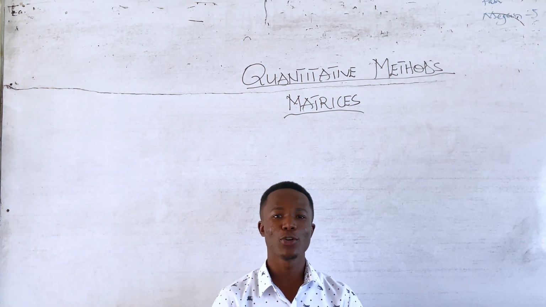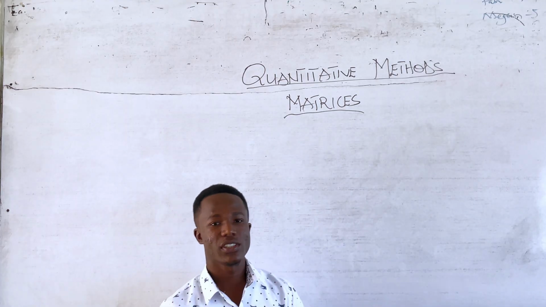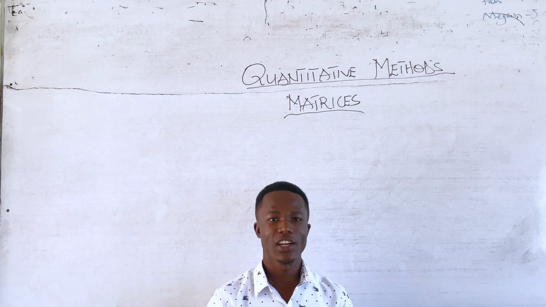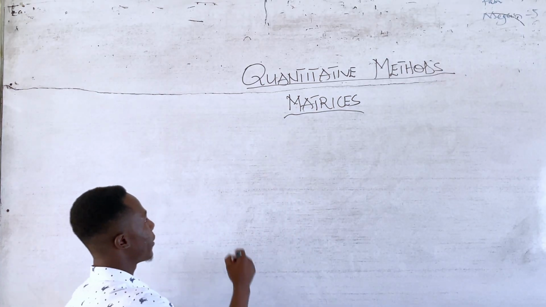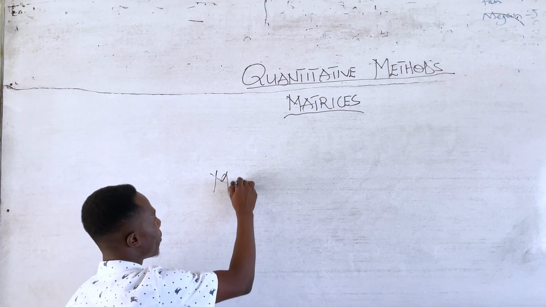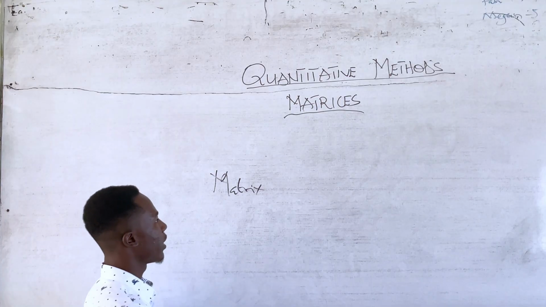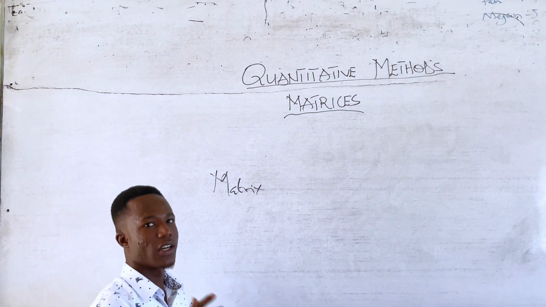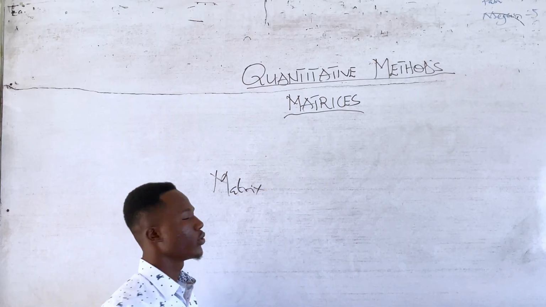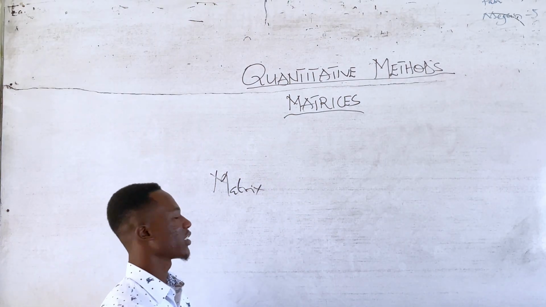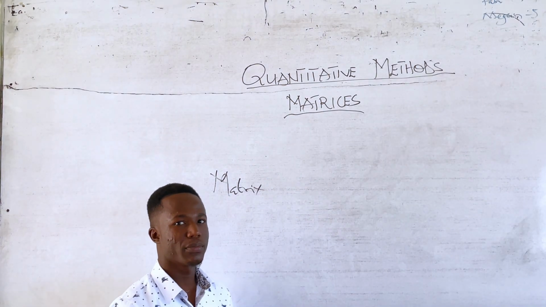And today we are going to look at matrices and the quantitative methods. And so when we say matrices, what does it mean? We have the word matrix, right? This is the singular form of matrices. This is the plural. And so what's the function, or why do we use matrices?